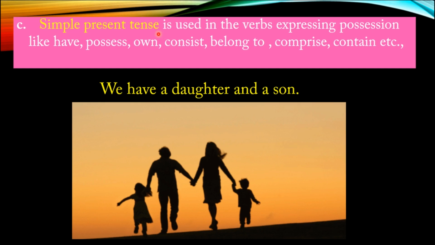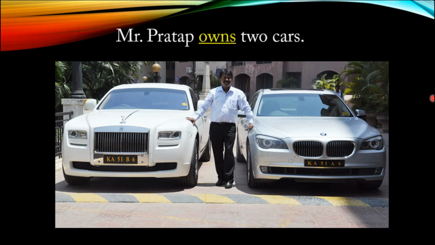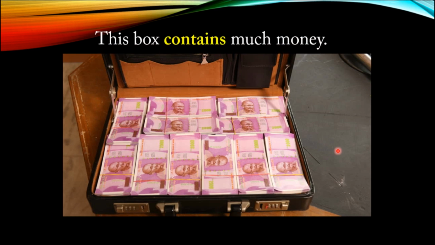Use of possess. Next, look here. Mr. Pratap owns 2 cars. What does he possess? He is Mr. Pratap. What does he possess? He possesses 1 plus 1, 2 cars. Whenever you want to express what you have, you can use simple present tense only. Look here, the box. What does the box contain? This box contains money. Check. The box contains much money.